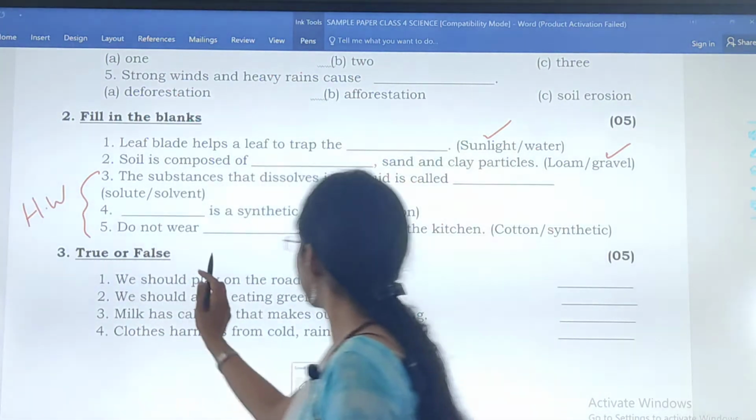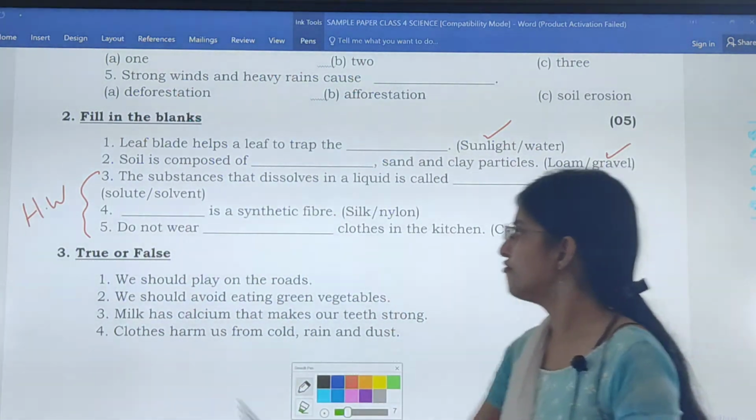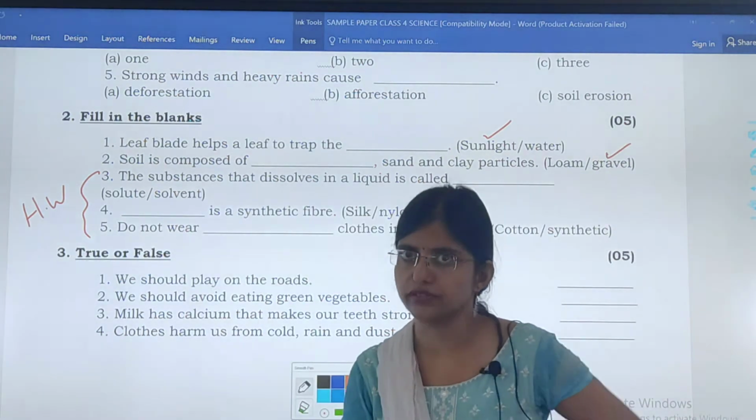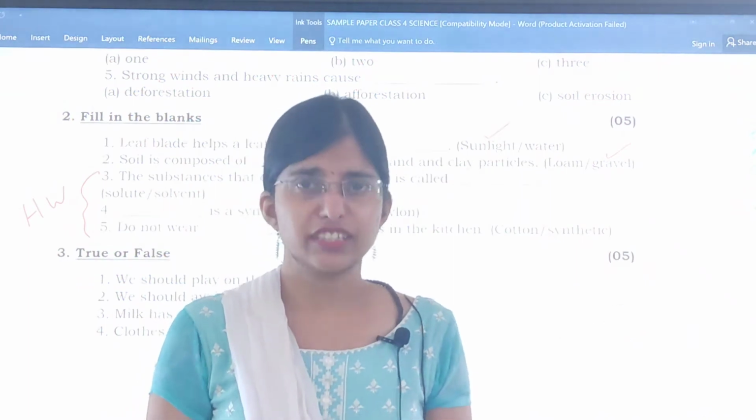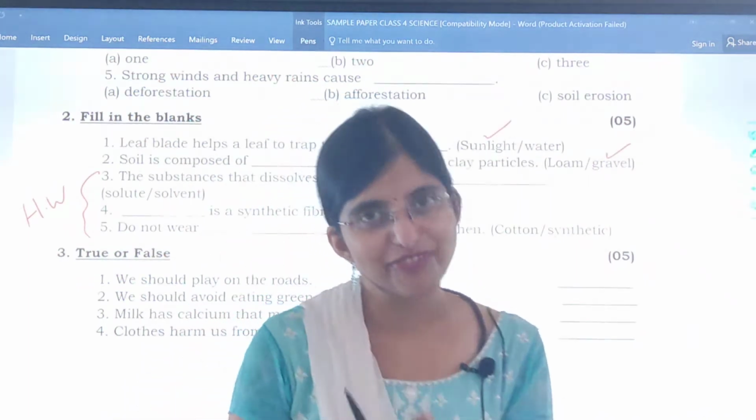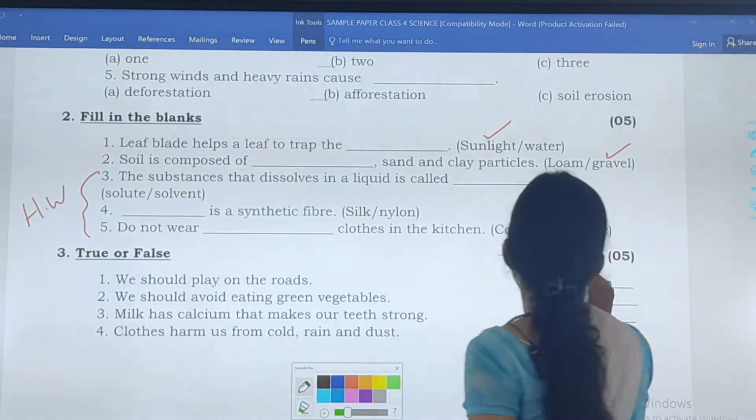Then comes true or false. We should play on roads. क्या हमें रोड पे खेलना चाहिए? Do you play on roads? Is this true or false? It is false. So I am writing F here.